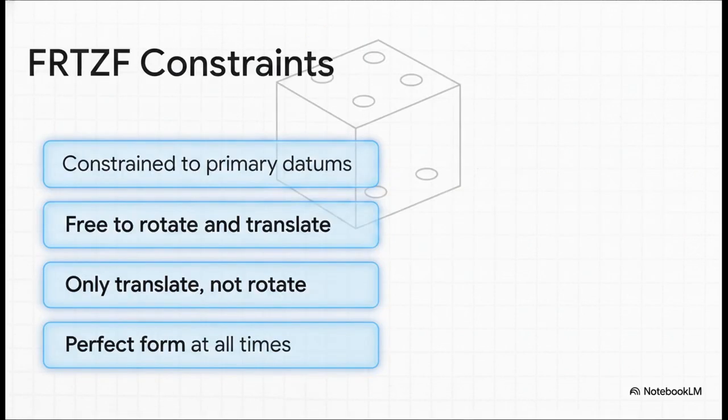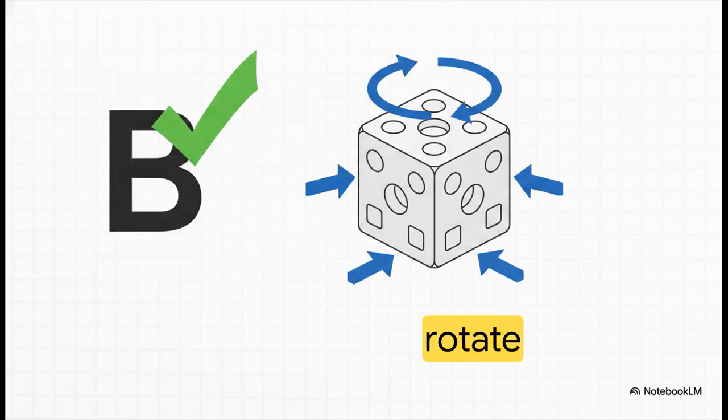Look at your choices carefully. A. It is fully constrained to the primary datums. B. It is free to rotate and translate. C. It can only translate but not rotate. Or D. It must maintain perfect form at all times. One last time, hit pause on the explainer and make your selection. Welcome back. The correct answer is B.